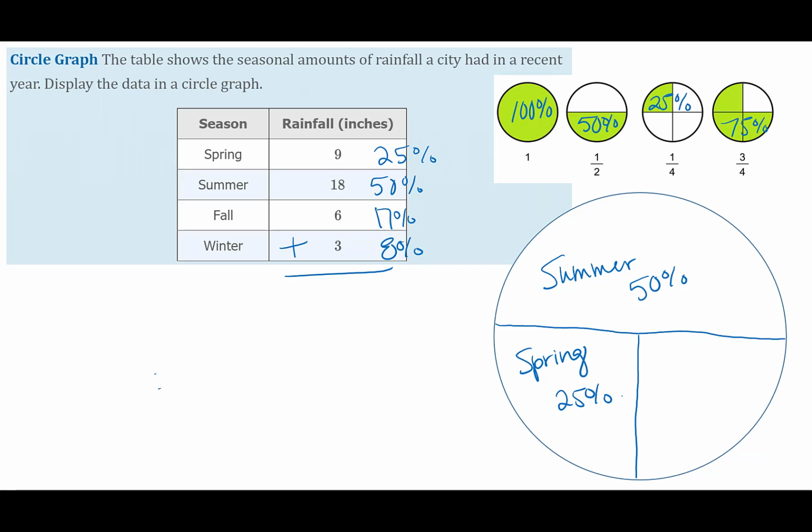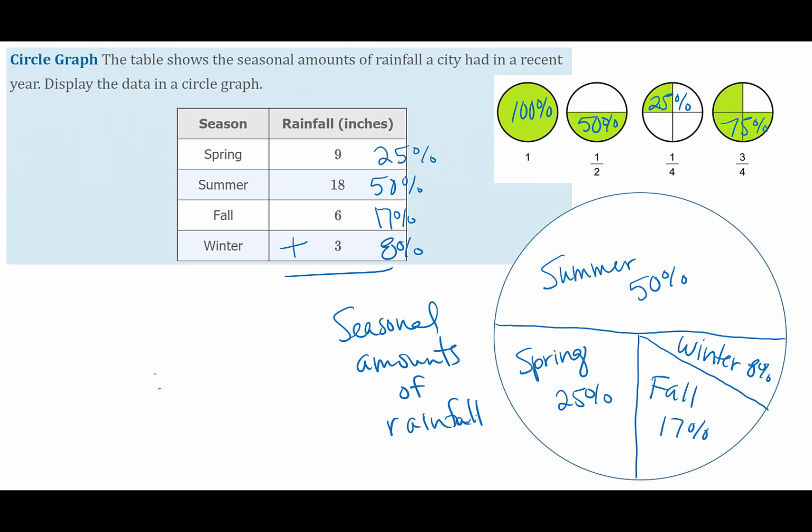Now we have 25% left, which is great because we have 17 and 8 left. And if you think about it, 17 is a little more than double 8, and so it needs to be larger. If we were to imagine splitting this remaining piece into thirds, 8 would need 1/3 and 17 would need 2/3. So maybe something like that. So this bigger piece will be fall at 17%, and the smaller piece will be winter at 8%. We need to create a title, and we could just say seasonal amounts of rainfall.